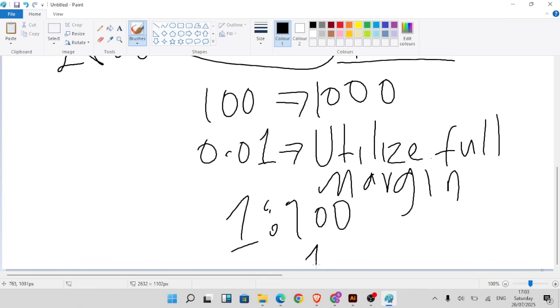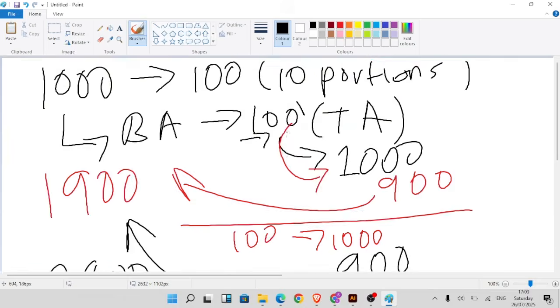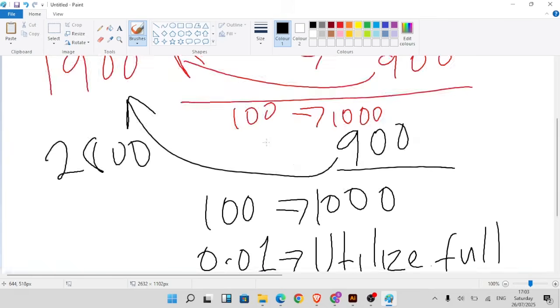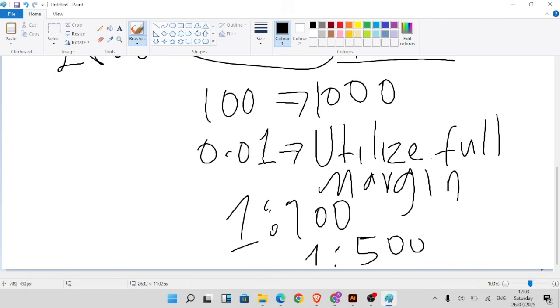Some brokers will give you up to 1 to 500. Now, why do you want to use 0.01, or the smallest lot size you can use on this account? You can open several positions, maybe up to 10 or even 20 positions of 0.01 lot size. And if this trade moves against you, maybe retraces a bit against you, the broker you use will close these 0.01 lot sizes one by one, not all of them.